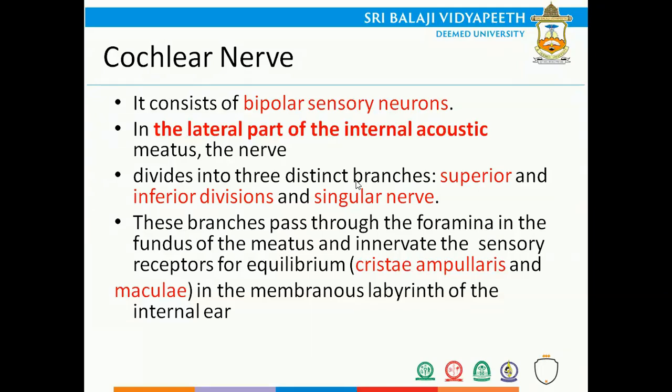So the purpose of the cochlear nerve is to carry the sensation of hearing. It is basically made up of bipolar neurons, and in the lateral part of the internal acoustic meatus, it leaves the cranium and enters the inner ear, where it divides into the superior branch, the inferior division, and the singular division. These branches pass through foramina in the fundus of the meatus and innervate the sensory receptors for equilibrium, that is the cristae ampullaris, as well as the membranous labyrinth of the inner ear.